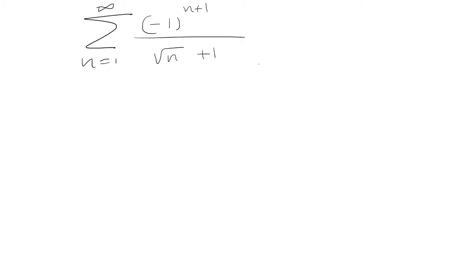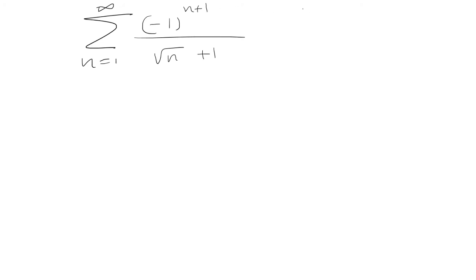Now let's look at another example. We want to see whether this converges or diverges. We have the sum from n equals 1 to infinity of negative 1 to the n plus 1, all over the square root of n plus 1. So this is an alternating series. I know that because of the negative 1 to the n plus first power.